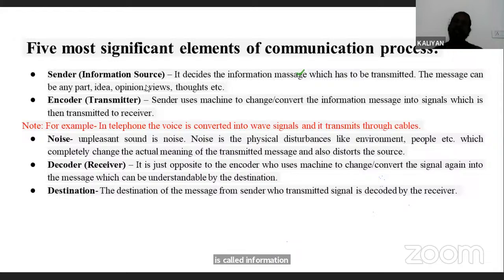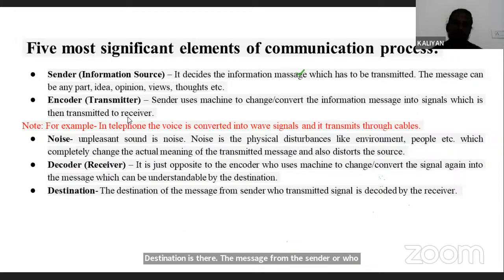This message can be any part, idea, opinion, view, thought, and so on. The encoder is the transmitter, which uses a machine to convert the information message into a signal. Noise is the unpleasant sound. The decoder is just the opposite, using a machine to convert the signal again into the message. The destination is where the message from the sender, transmitted as a signal, is decoded by the receiver. For example, in a telephone, the voice is converted into a wave signal and transmitted through the cable.